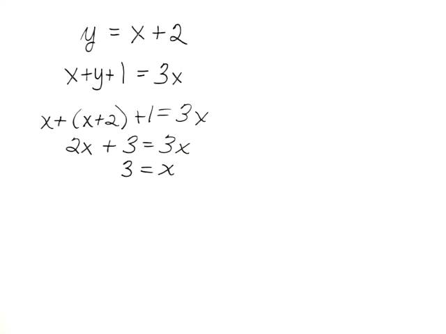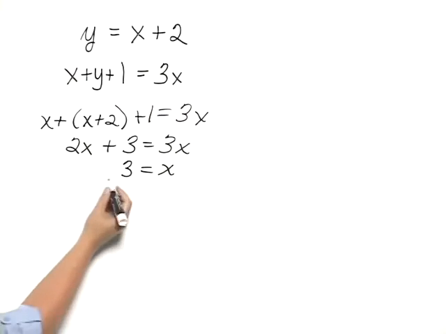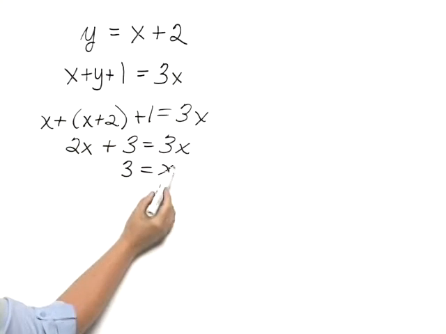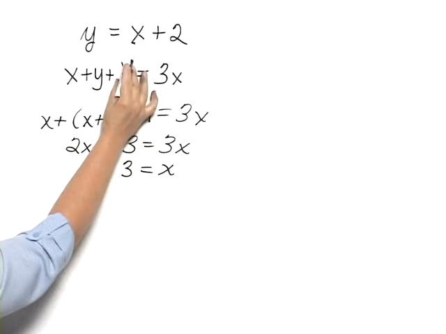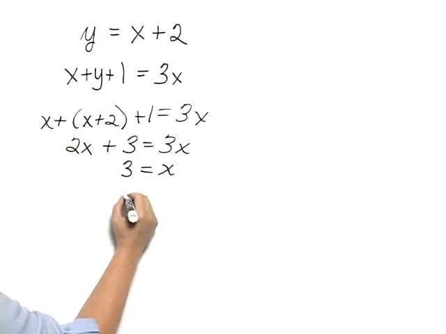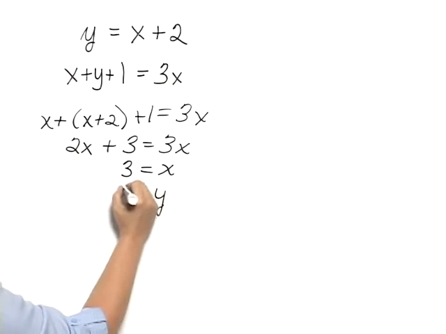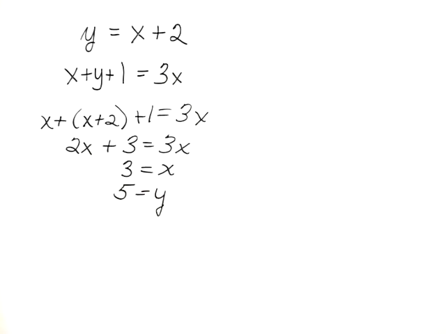Now here's where it's very important that you wrote down what the variables stood for. x represented the number of people behind you. And if we substitute back here, if x is 3, y is 3 plus 2, which is 5. So y would then be 5. And y is the number of people ahead of you.